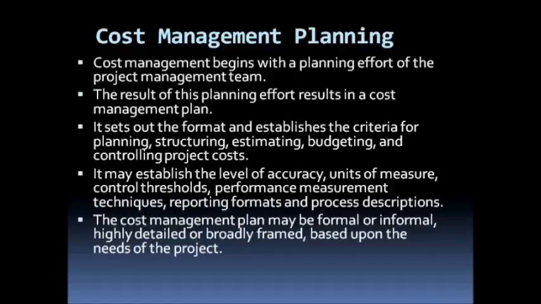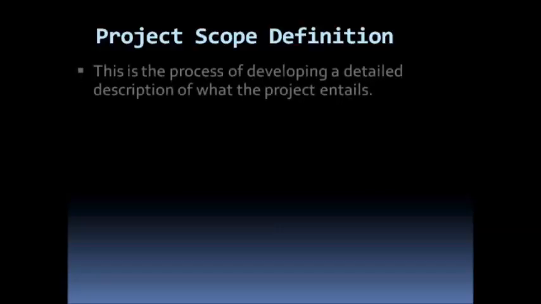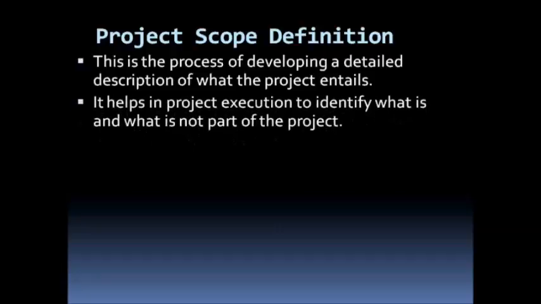The cost management plan could be a detailed formal document or an informal document based on the needs of our project. The next thing to do after creating our cost management plan will be to come up with a project scope description. The scope of a project is simply what the project entails, and the scope definition helps in project execution to identify what is and what is not part of our project.